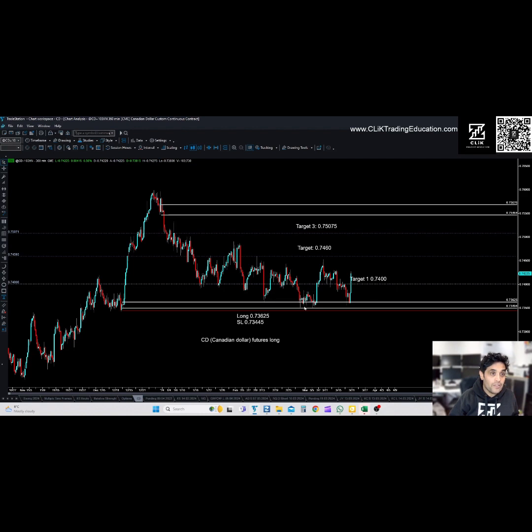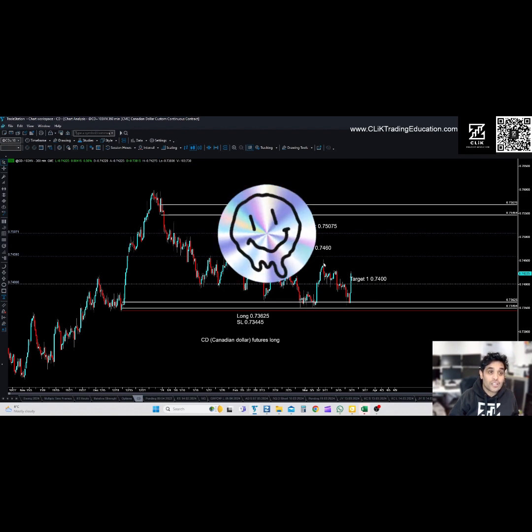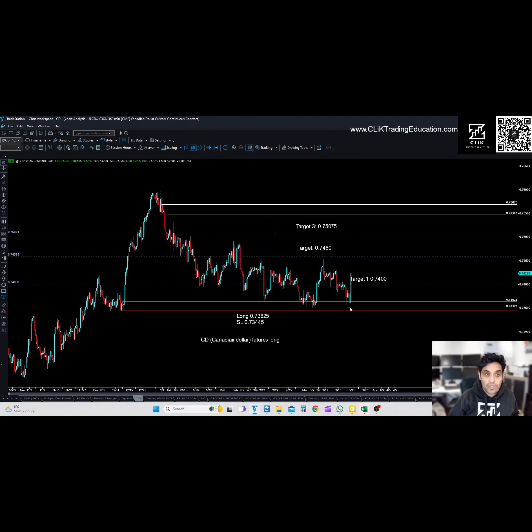We came in, we hit target 1, we were really close to target 2, and then we came back. We did come back into the area and we've come back out, but we were already out by then, because once we hit target 1 we moved our stop to break even entry. That meant the last 2 contracts were break even, but we still took a little bit out of there, so that's fine.